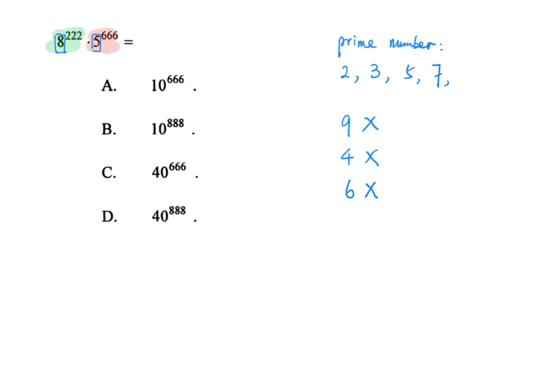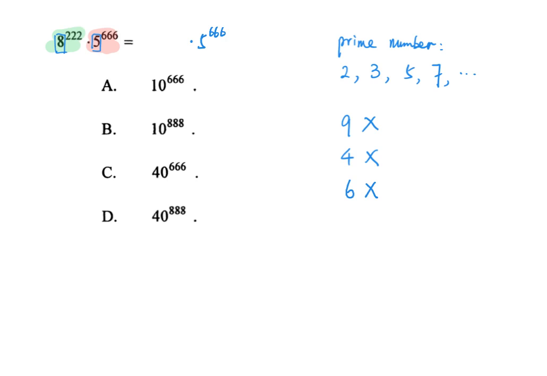Okay, so do you know what a prime number is? Do you know how to determine a prime number now? So 5 is a prime number. For a prime number, we cannot simplify anymore, so we just write down 5 to the power 666.